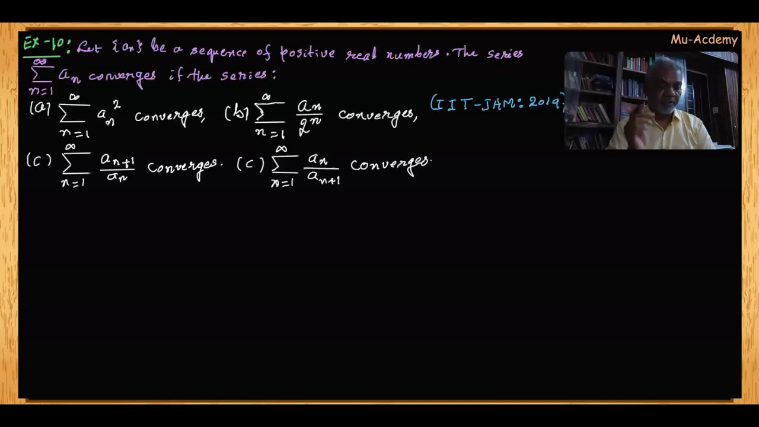Question number 10, which states: let an be a sequence of positive real numbers. The series summation an, n from 1 to infinity, converges if, and four choices are given. Choice A: summation of an square from 1 to infinity converges. B: summation of an by 2 raised to n from 1 to infinity converges. C: summation an plus 1 by an converges. And the last one, D: an by an plus 1 converges.